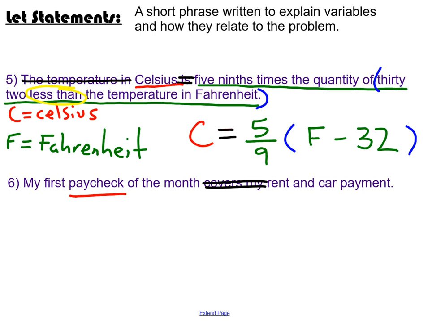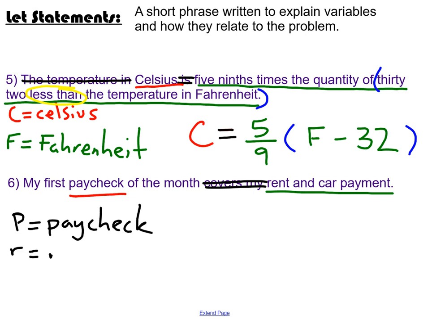So let's let P equal our paycheck here. So P equals our paycheck. Let's let R be our rent. Let's let C be our car payment. Okay, now I can go ahead and write myself an equation. So I can say that my paycheck equals my rent plus my car payment.